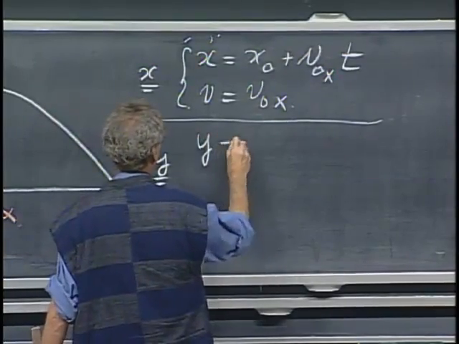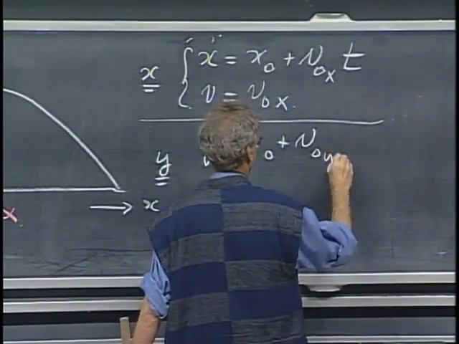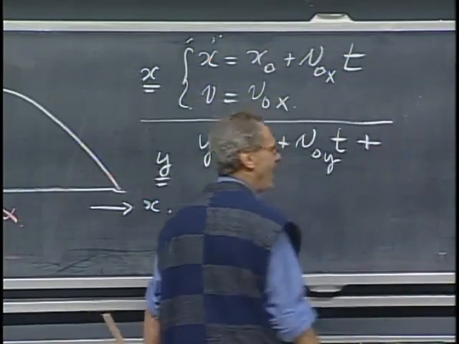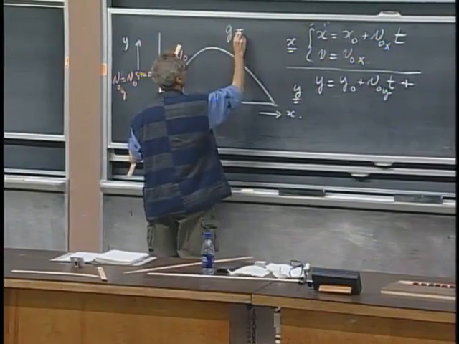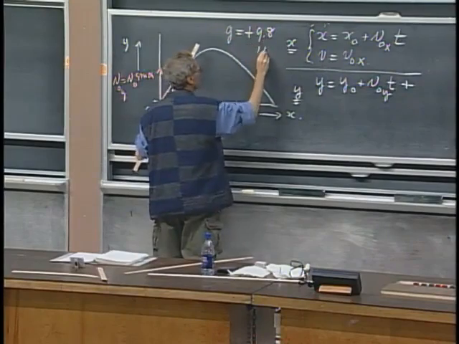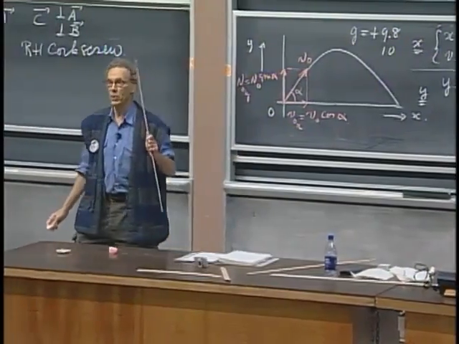Y as a function of time equals y0 plus v0y t plus 1/2 a t squared. My g value that I'm going to use is always positive, either 9.8 meters per second squared, or sometimes, to make it easy, I use 10. But mine is always positive.